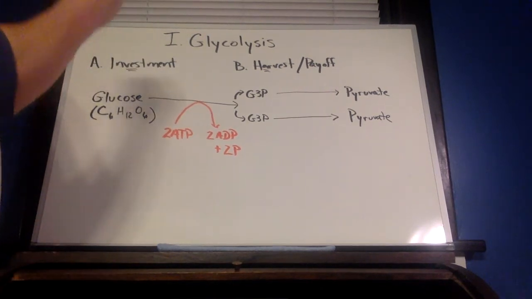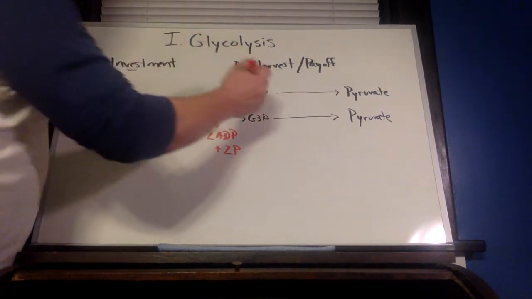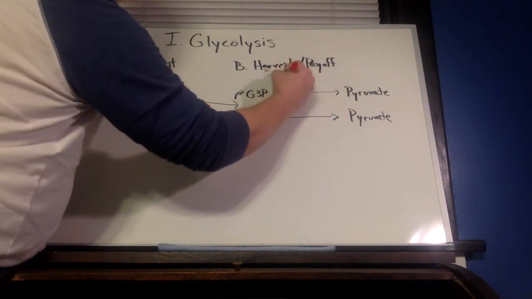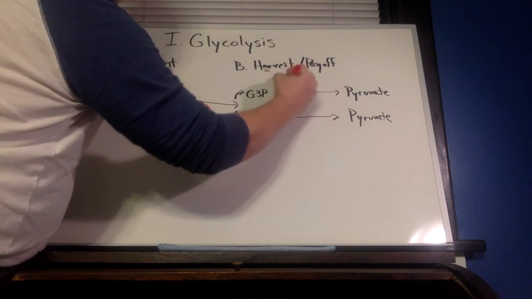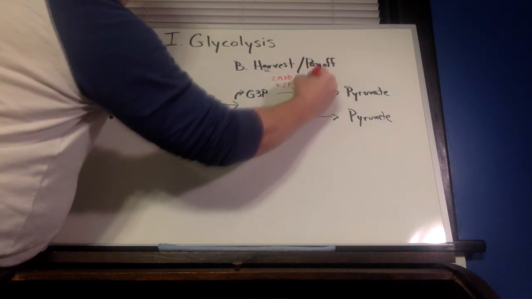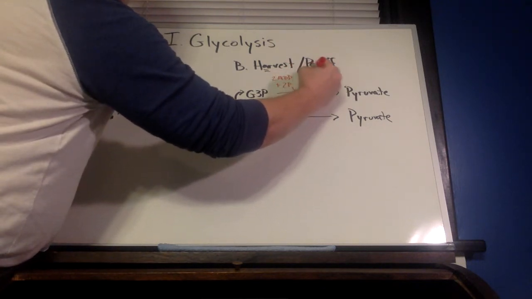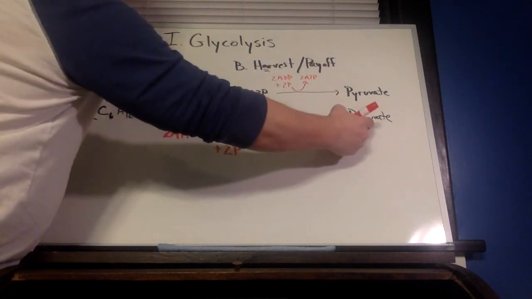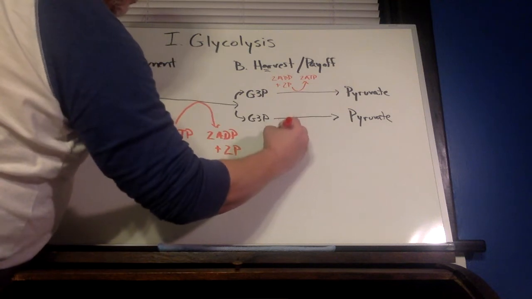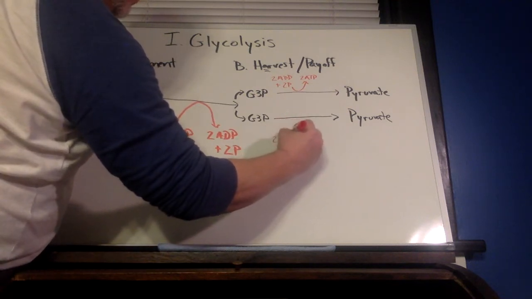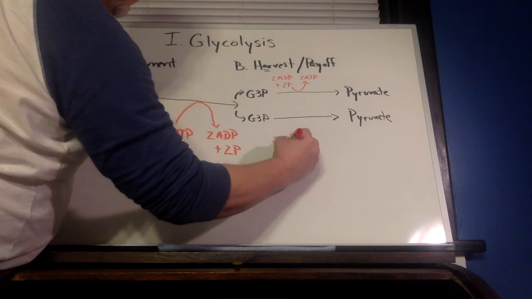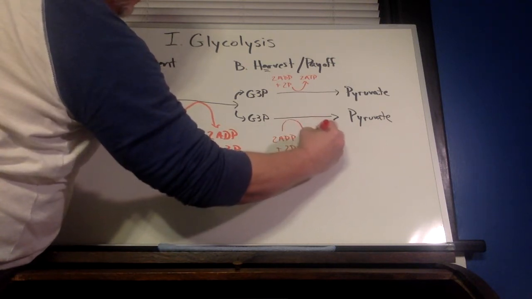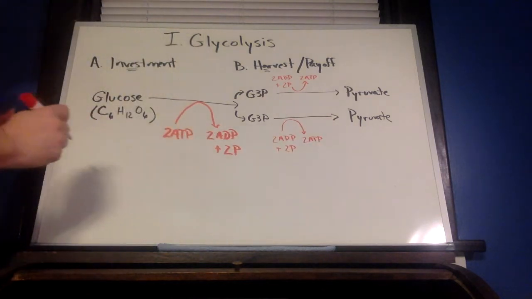Because this is the harvest, or the payoff, we are now going to be able to make some ATP in this process. As we convert this G3P molecule into a pyruvate, we will have two ADP molecules, and they will fuse with two phosphates, and they will create two ATP molecules. As this G3P is converted into pyruvate, there will be two ADP and two phosphates that will join together, and they will create two more ATP molecules.